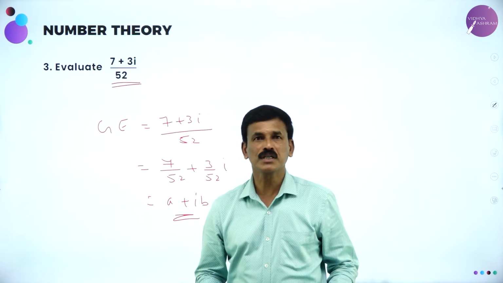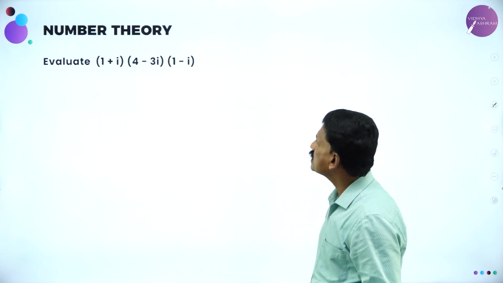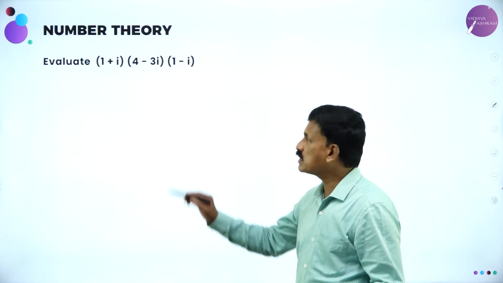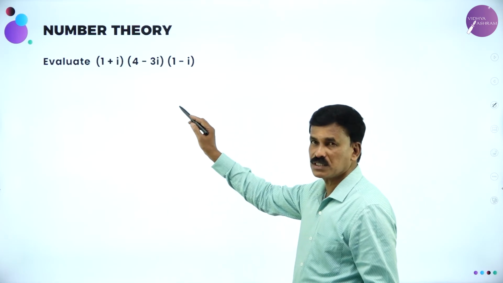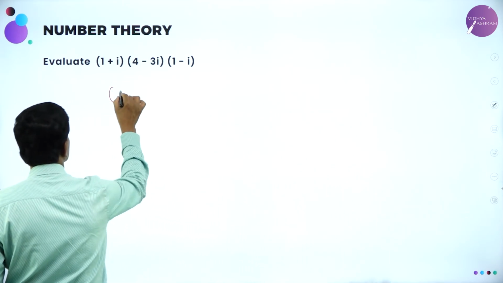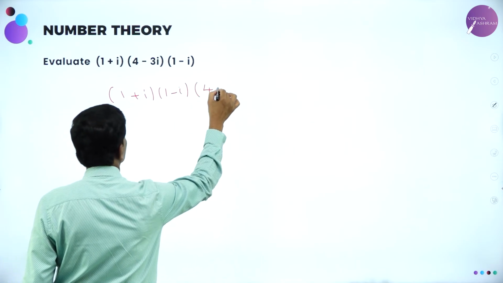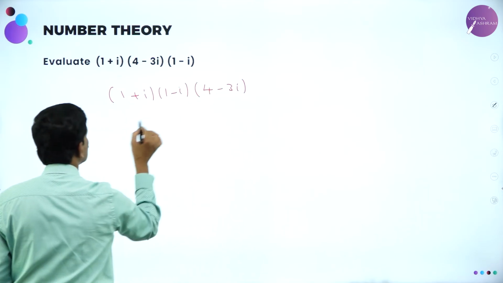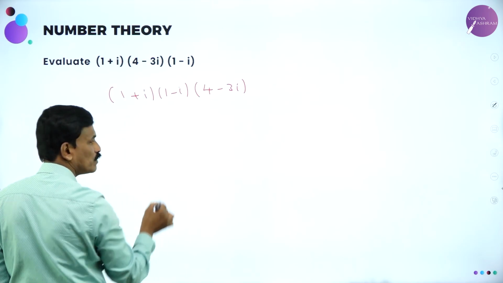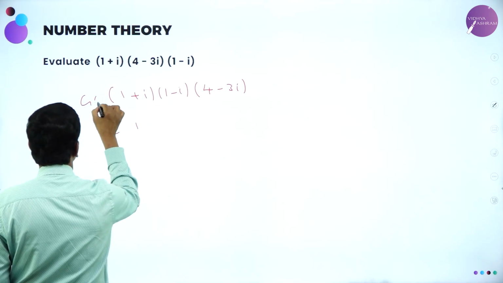Okay, now let us come to the next problem. Evaluate 1 plus i into 4 minus 3i into 1 minus i. You can multiply first and second and then multiply with the third, or just multiply first and last and simplify. So let us take 1 plus i into 1 minus i into 4 minus 3i. Simplify these two. This is of the form a plus b into a minus b, the conjugate you can write.